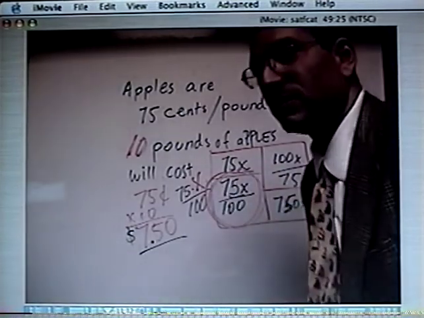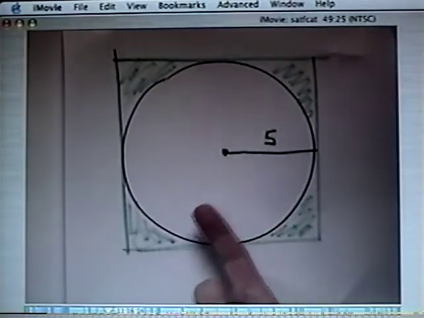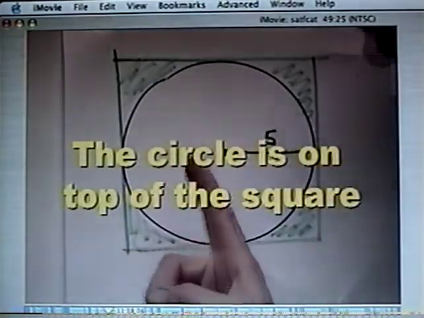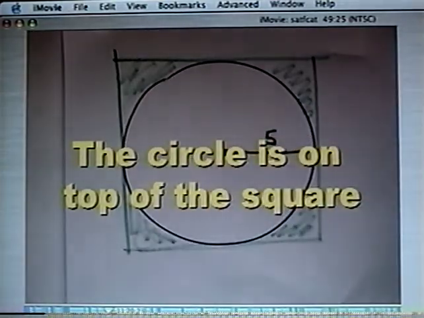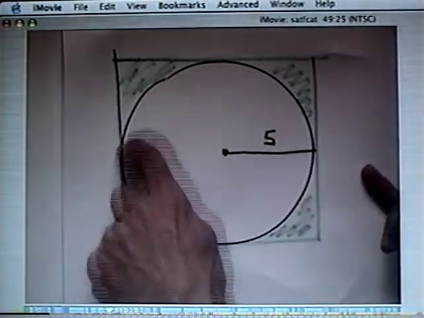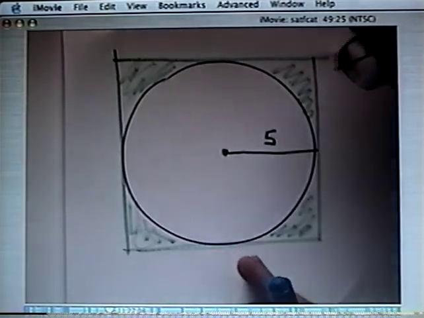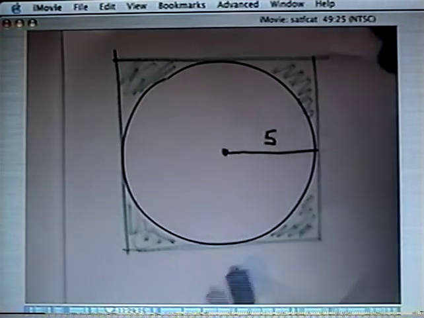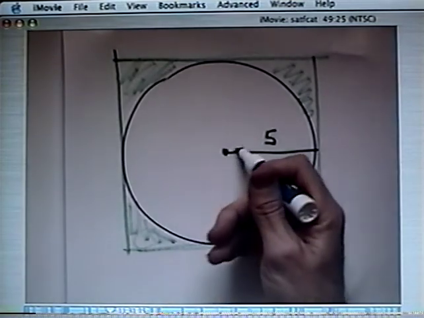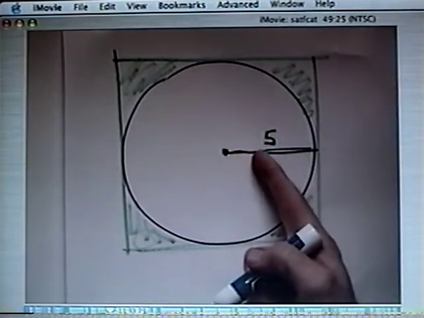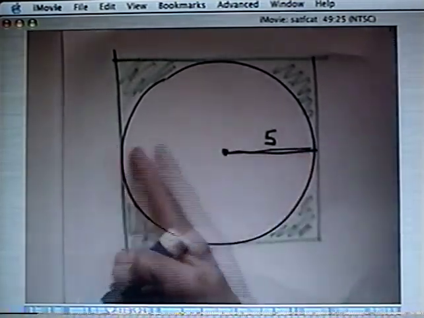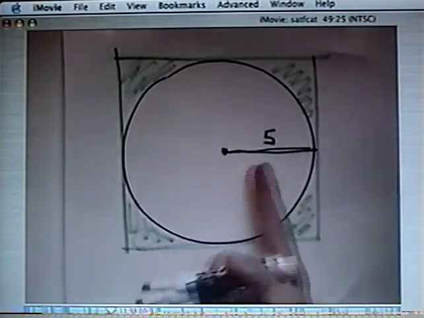We're going to take the situation when the circle is smaller than the square, right? It's touching it right on the corners. Now this is a special situation. What happens here is that we know that this line, which is half of the diameter, is 5.